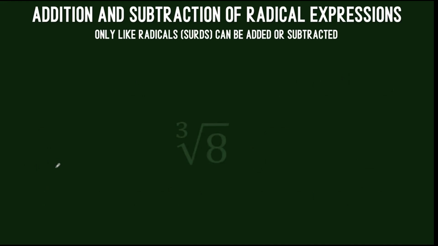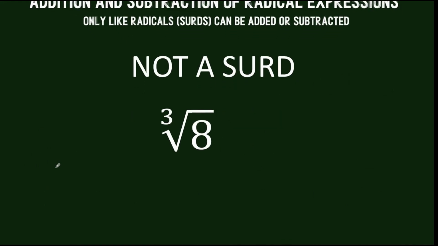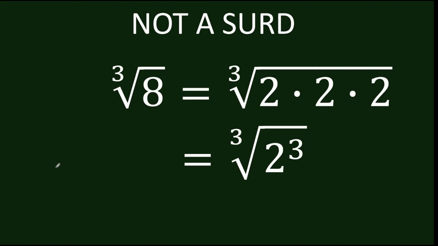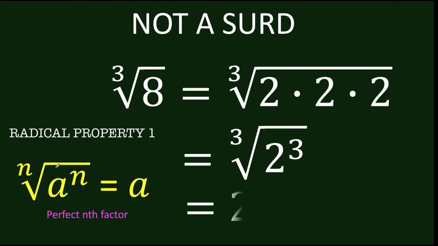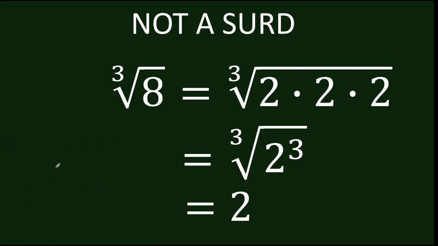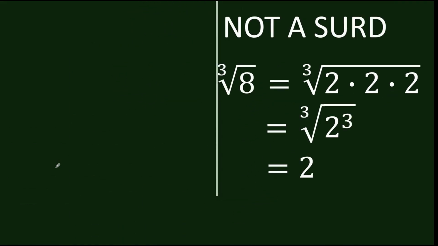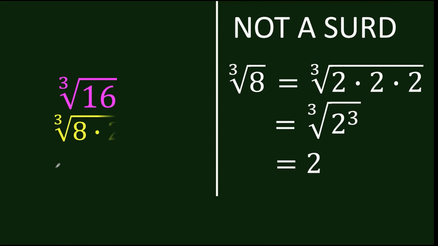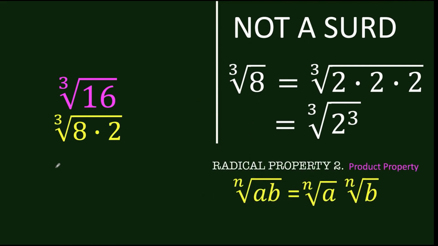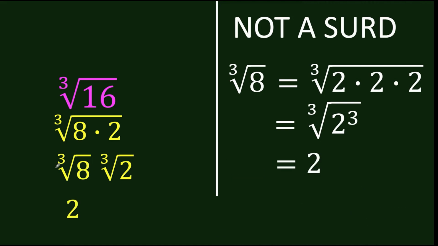Let me show you what we mean. For example, if you have cube root of 8, this is not a surd because 8 can be written as 2 cubed, and the cube root of 2 cubed is equal to 2, applying the perfect nth factor property. Whereas, when we are given the cube root of, let's say, 16, the cube root of 16 can be simplified as the cube root of 8 times 2, and applying the product property of radicals, this can be written as 2 radicals, and the cube root of 8 is 2, the cube root of 2 is simply cube root of 2. We now think of this as 2 copies of cube root of 2. Cube root of 2 is an irrational number, it cannot be simplified anymore, and the cube root of 16 contains 2 copies of cube root of 2.